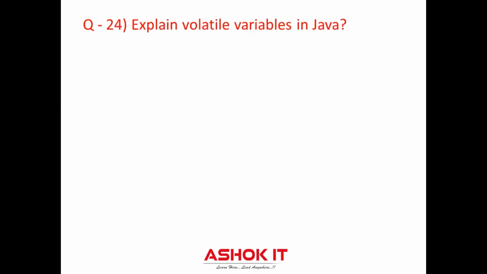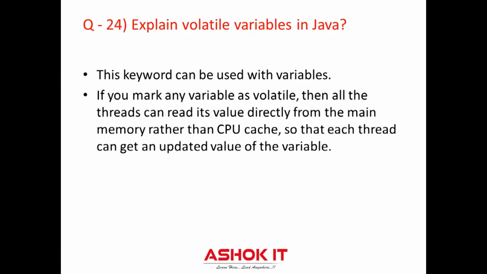Question number 24. Explain volatile variables in Java. Volatile is a keyword that is used to address the visibility of changes to variables in multi-threaded programming. This keyword cannot be used with classes and methods, but can be used with variables. It is simply used to achieve thread safety. If you mark any variable as volatile, then all the threads can read its value directly from the main memory rather than the CPU cache, so that each thread gets the updated value of the variable.